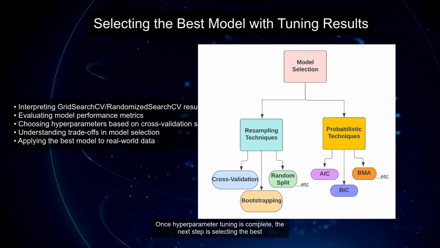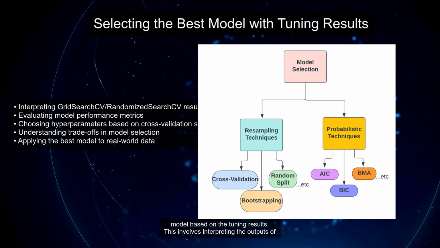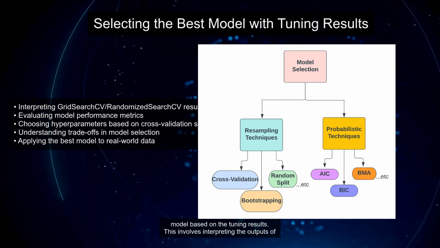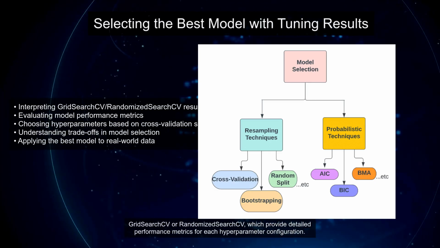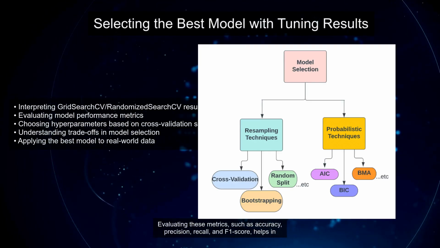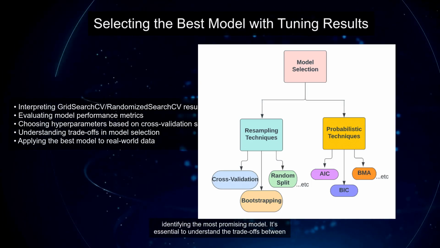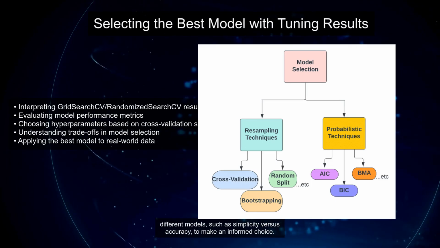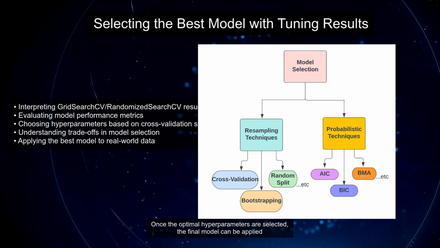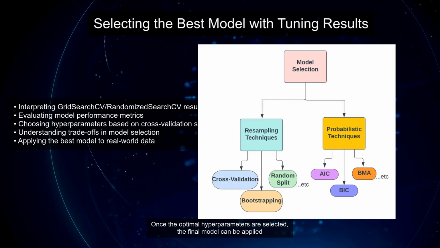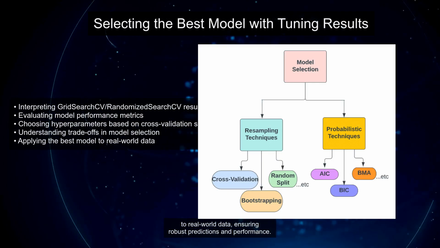Once hyperparameter tuning is complete, the next step is selecting the best model based on the tuning results. This involves interpreting the outputs of GridSearchCV or RandomizedSearchCV, which provide detailed performance metrics for each hyperparameter configuration. Evaluating these metrics, such as accuracy, precision, recall, and F1 score, helps in identifying the most promising model. It's essential to understand the trade-offs between different models, such as simplicity versus accuracy, to make an informed choice. Once the optimal hyperparameters are selected, the final model can be applied to real-world data, ensuring robust predictions and performance.